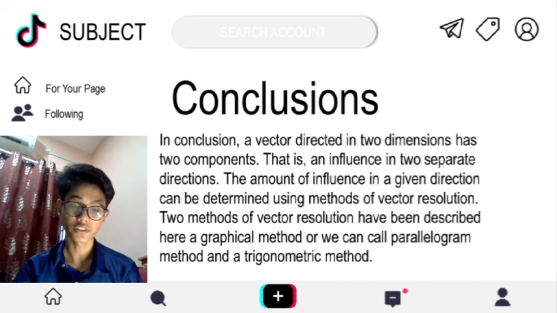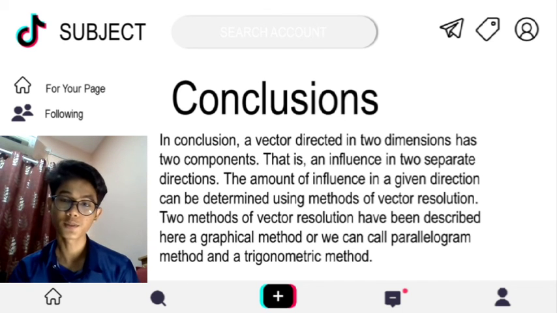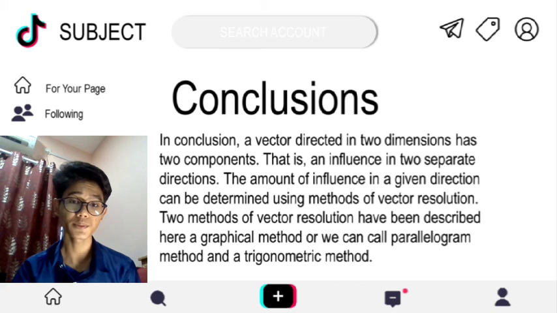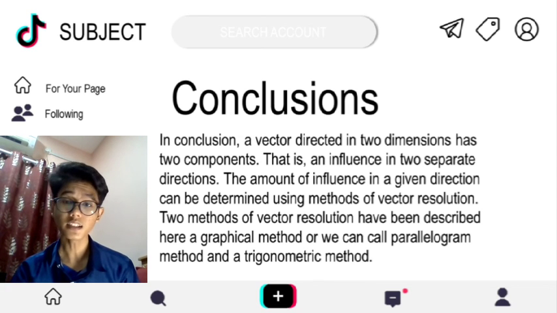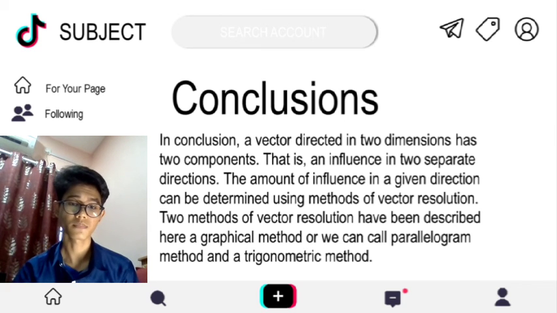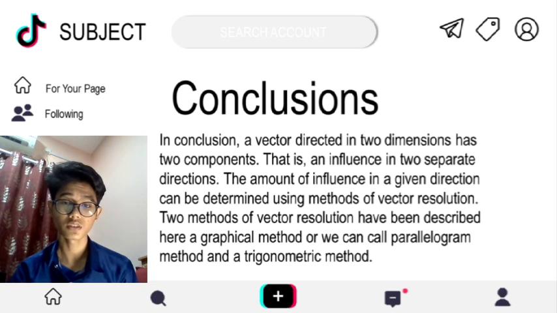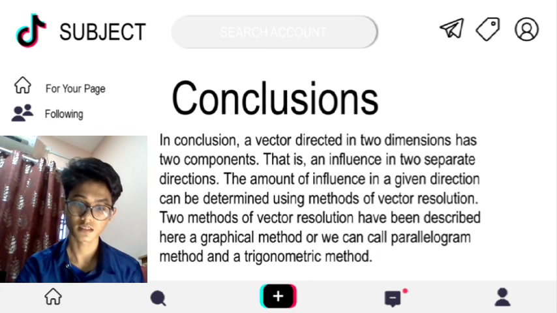In conclusion, a vector directed in two dimensions has two components, that is, an influence in two separate directions. The amount of influence in a given direction can be determined using the method of vector resolution. Two methods of vector resolution have been described here: a graphical method, which we can also call the parallelogram method, and a trigonometric method. That's all from us.